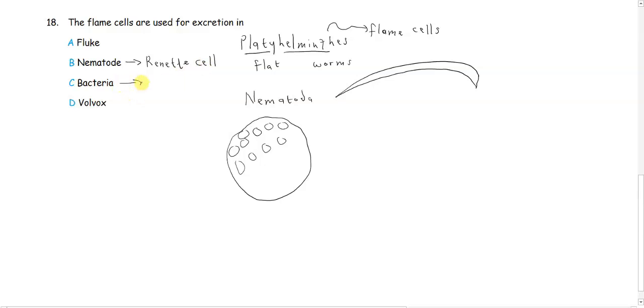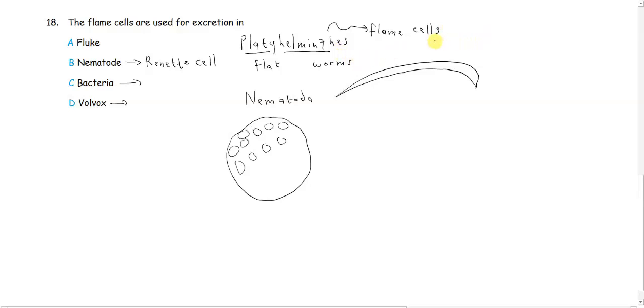Bacteria naturally would use its cell surface to excrete. Volvox would equally do the same, being a unicellular organism. So our best answer here is the fluke, because fluke actually is an example of flatworms.